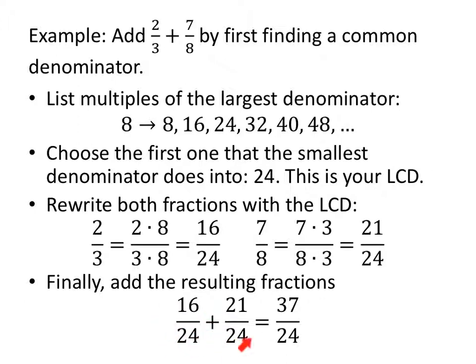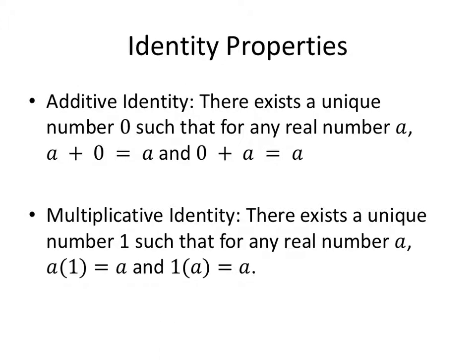And to add fractions, we keep the denominator the same because this is telling us how many in a whole. There's 24 units that make up a whole. And the numerators tell us how many of each of those we have. 16 plus 21 gives me 37 of size 24th. So 37/24.